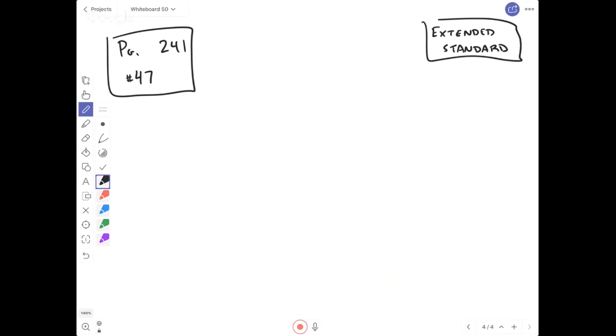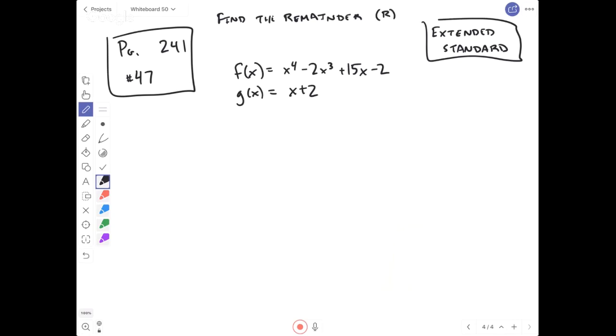Okay, and f of x equals x to the fourth minus 2x cubed plus 15x minus 2. G of x equals x plus 2. And they're saying find the remainder r if f of x is divided by g of x. Cool. So a little long division practice.